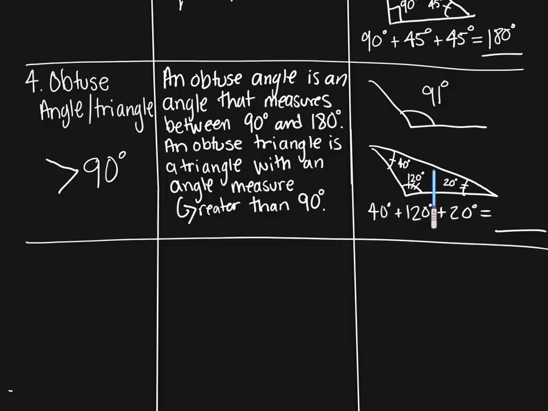So now let's check if this triangle is truly a triangle. 40 degrees plus 120 is 160. 160 plus 20 is, in fact, 180 degrees. So this triangle is also a true triangle.